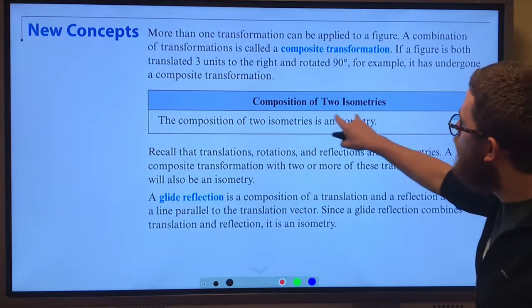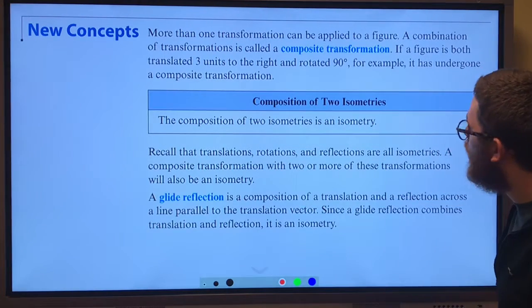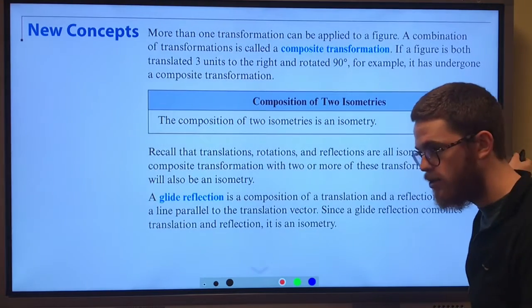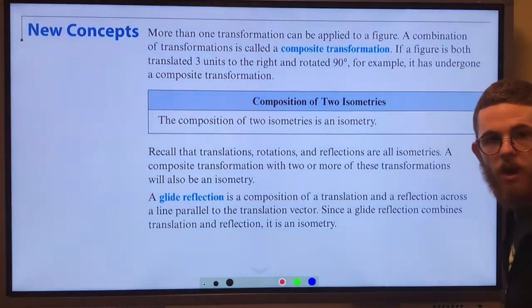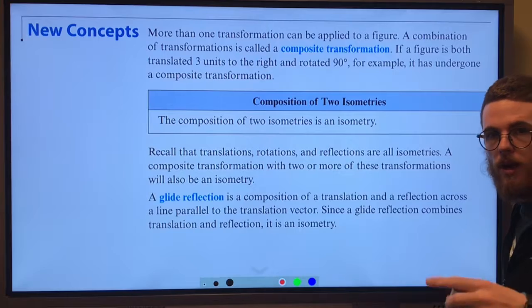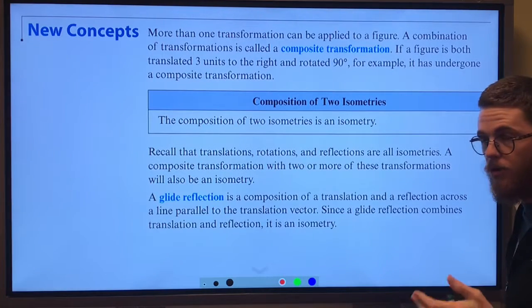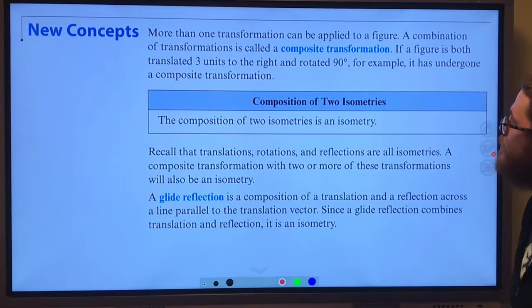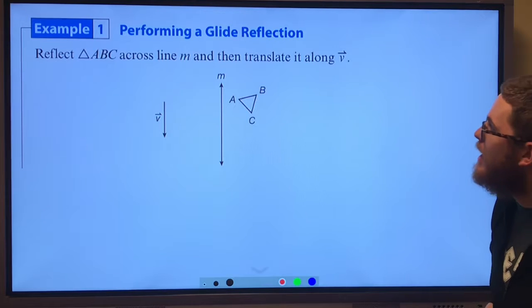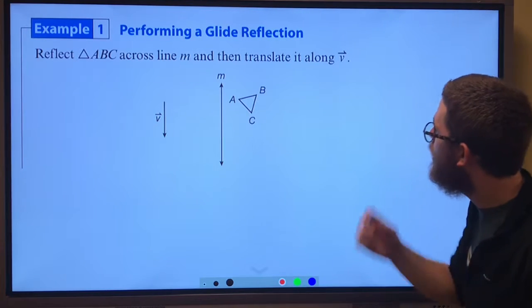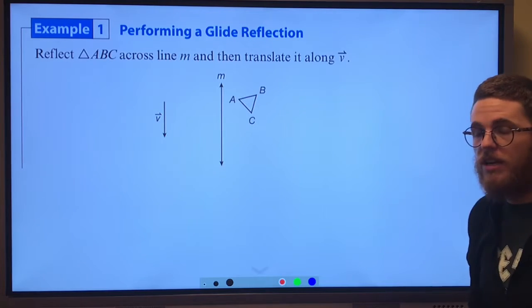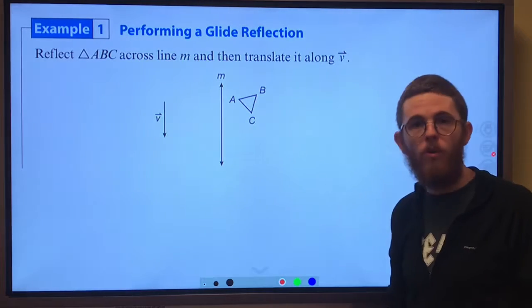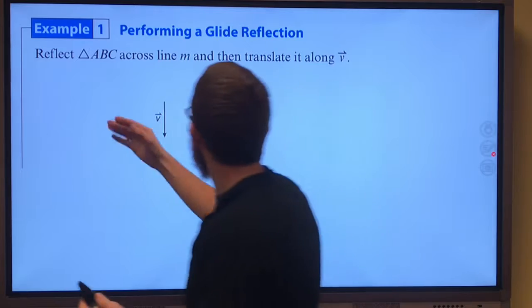Now, if we do a composition of two isometries, if you do a reflection and then a translation or whatever, two isometries, it's still an isometry. Okay? It's still going to be congruent to our original image. Here it says reflect ABC across line M and then translate it along vector V. Now, it's important to note here is that the order does matter.